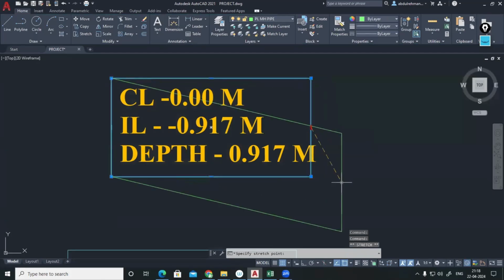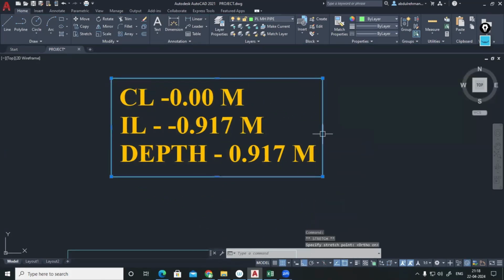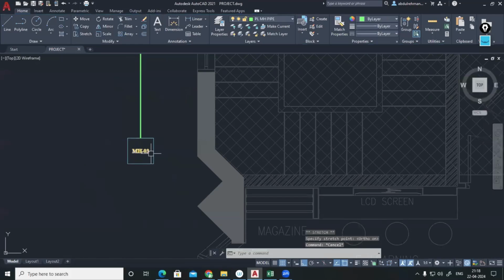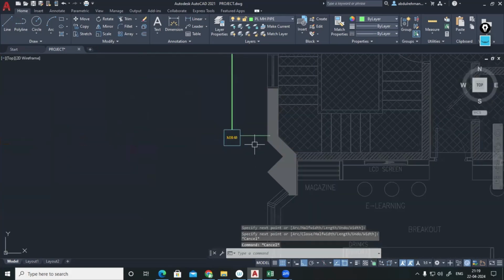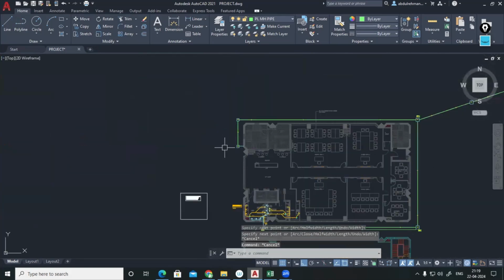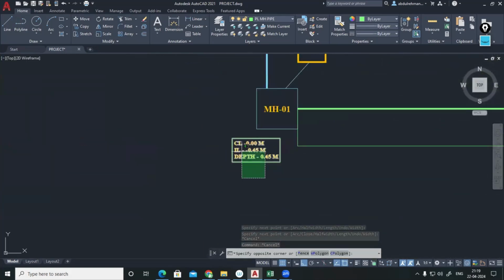Correct. Now you can see the same way. Manhole number 3 is also a starting manhole. Let's say somewhere here we will be having a connection, something to connect, for example. So manhole number 3, since it is a starting manhole, the same criteria you can provide.